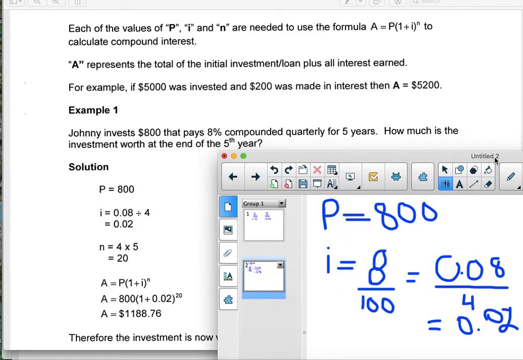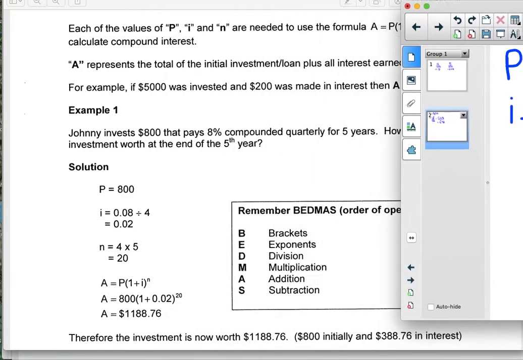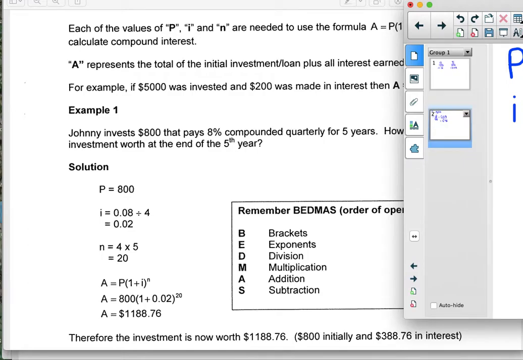So our n value, our question says it's compounded quarterly for 5 years.